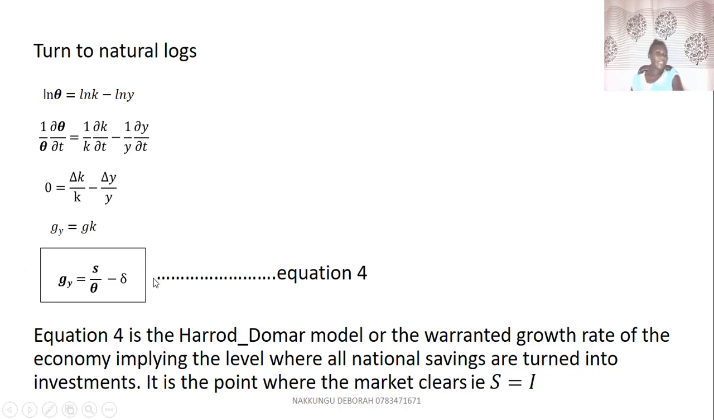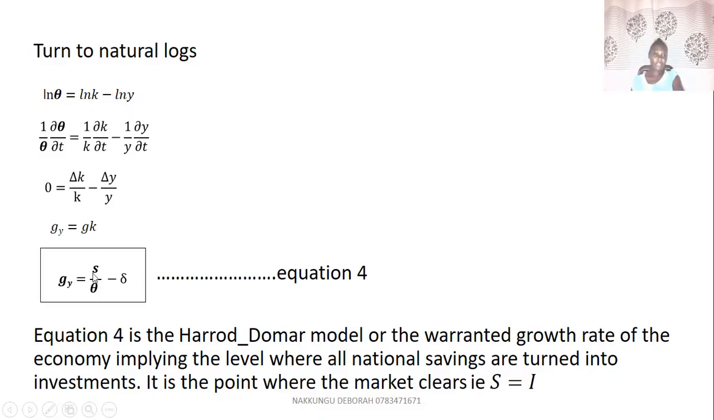We call it the warranted growth rate because, as we said, the market has to clear all savings, or the amounts of savings must be turned into investments. So this equation 4 is the warranted growth rate, or we call it the Harrod-Domar model. It is what really defines the Harrod-Domar growth model. So from this equation, we can see that what really determines growth according to Harrod and Domar is the savings rate of a given country and the capital output ratio.